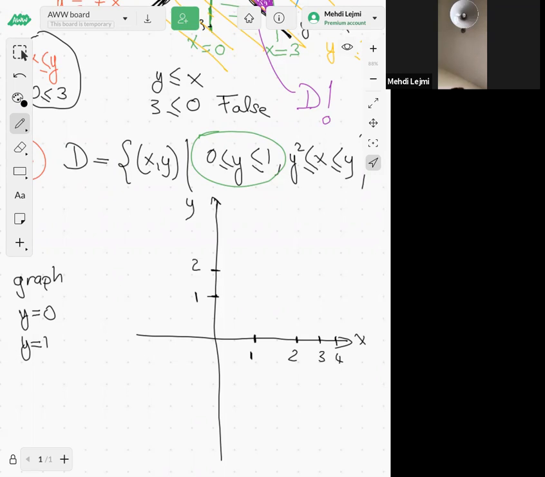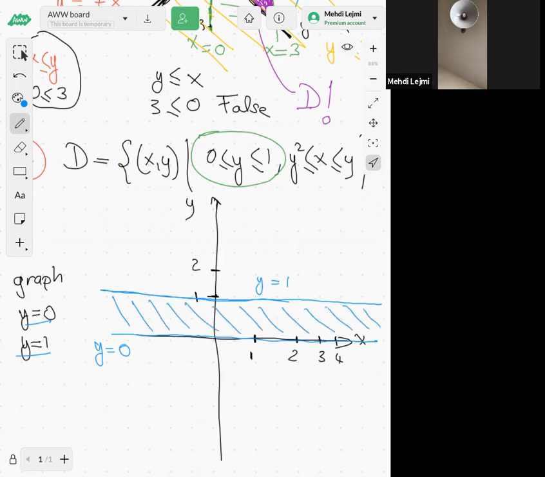Anyway, so y equals 0. That's just the x-axis, right? So this is my y equals 0. That's my x-axis. Now y equals 1, that will be this horizontal line. This is y equals 1, right? So my y coordinate is between 0 and 1. So it means that will be the set of these points between these two horizontal lines, right? That's where the y coordinate is between 0 and 1.